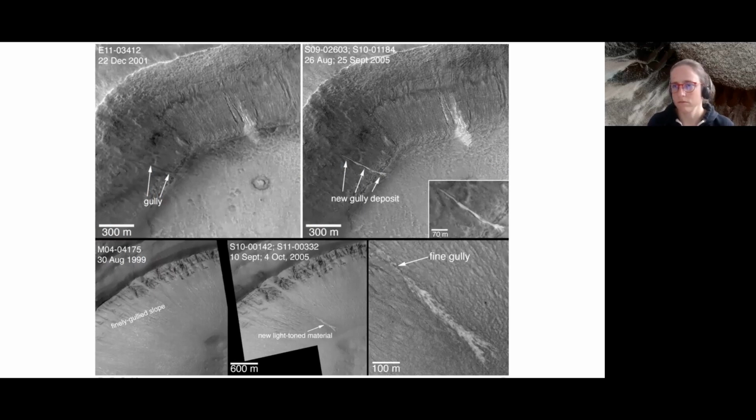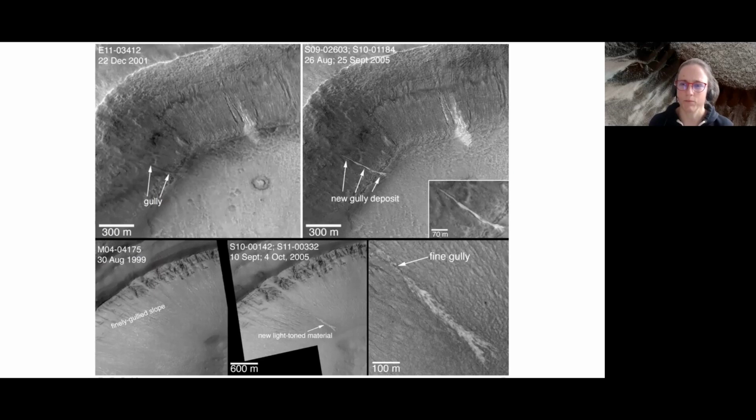First of all, this kind of throws a spanner in the works. It's a problem if these gullies are formed by liquid water, because we know that liquid water is very unlikely at the present day. So if they're formed by liquid water, something weird is going on, because they shouldn't really be active at the present day. They should just be fossil landforms, essentially.